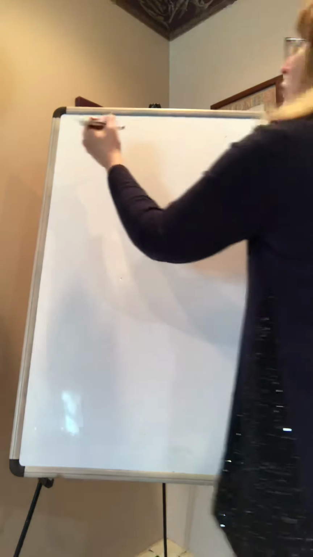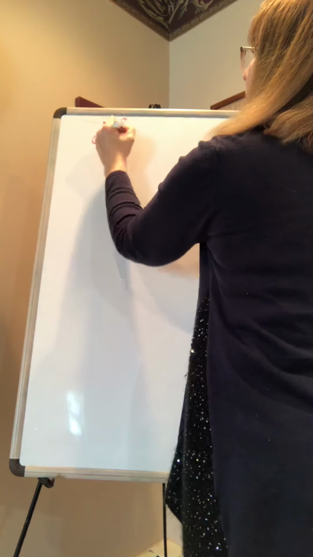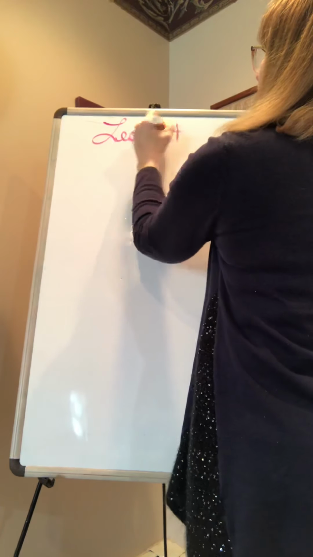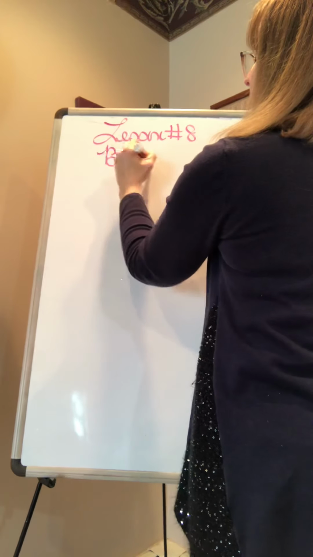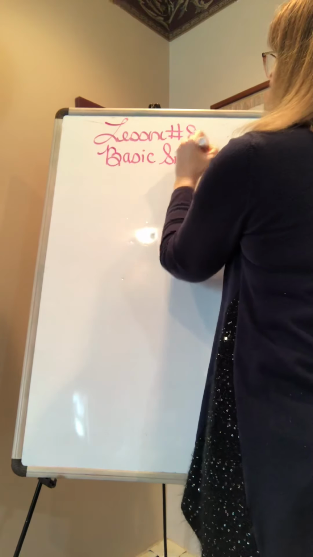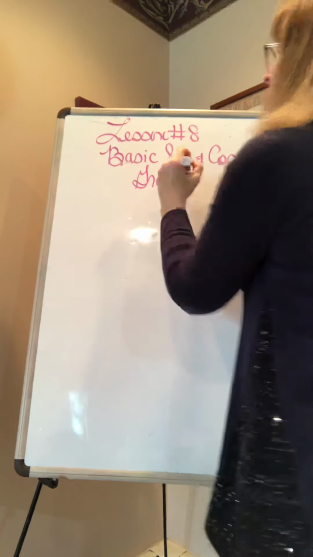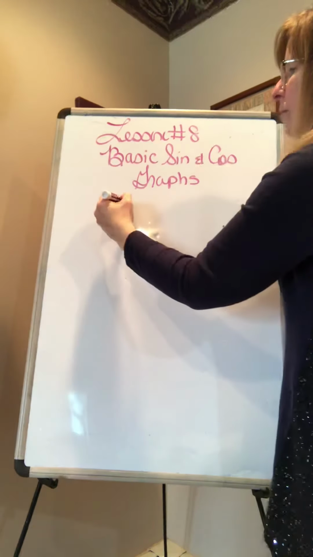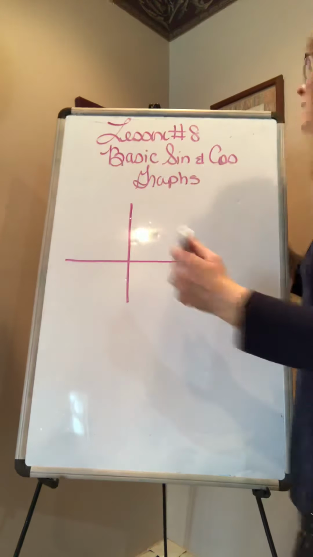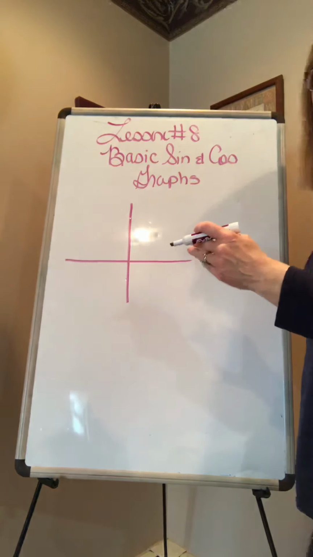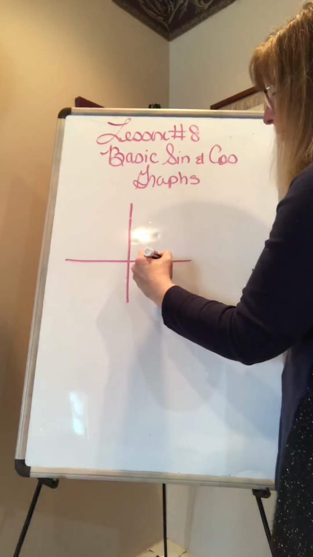So let's start. This is now going to be my lesson 8. And we're going to be starting with basic sine and cosine graphs. Again, everything goes back to the unit circle. So right now, these are your class notes. You really should be writing this on loose leaf paper or something, someplace where you're going to keep it and be able to refer back to it.